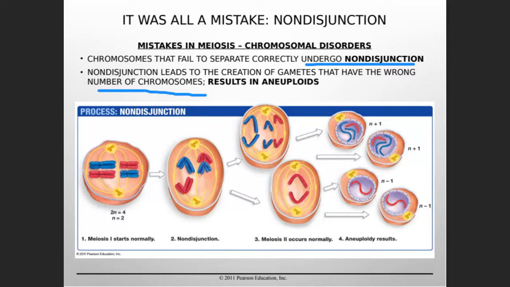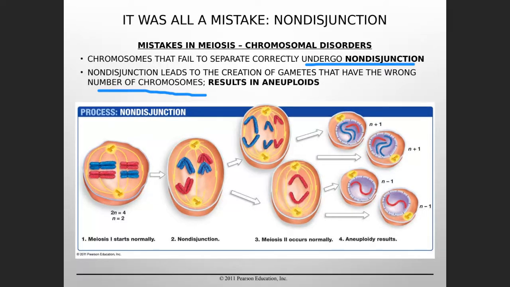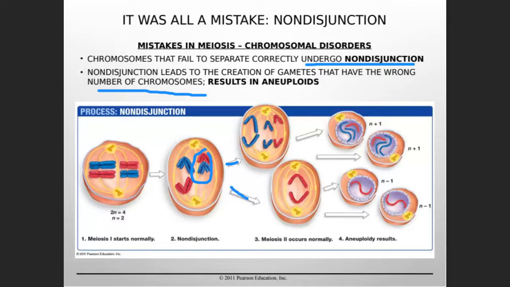Aneuploidy. Remember I said having too many or too few chromosomes is not good. Here, meiosis 1 starts normally, but you get non-disjunction. During meiosis 1, you fail to separate these two homologous pairs. Now the cells go through cytokinesis, then meiosis 2. They separate the sister chromatids. And now you end up with what? This one had an extra chromosome in it. This was missing one.